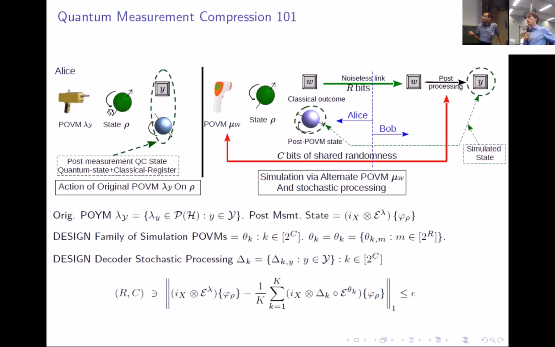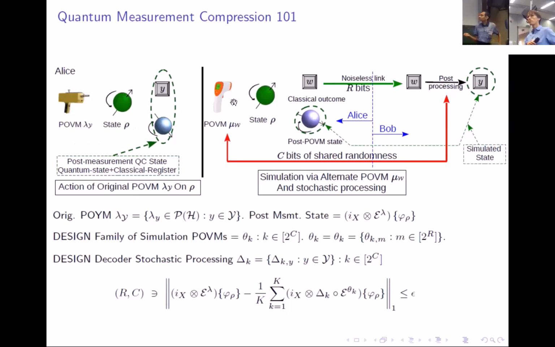So the idea is this. This is the original POVM acting on the state. When you operate this POVM on the state, this is the outcome that you get, right? The question is, how much information does this contain about the state? If I can simulate this post measurement correlation between the classical part and the quantum part using any other mechanism, then I've essentially simulated the POVM. That's the idea.